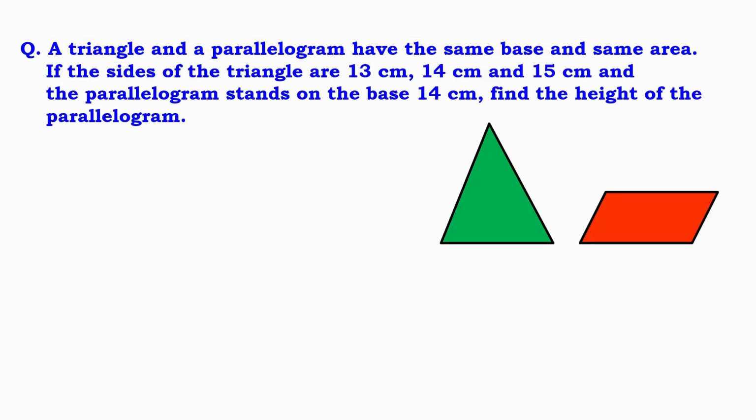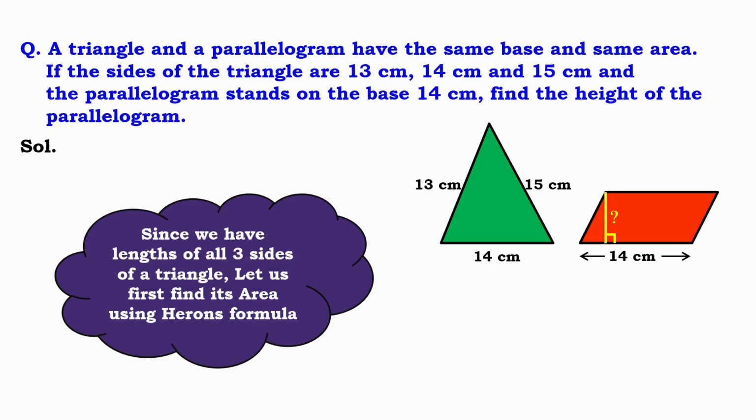So both the triangle and parallelogram have the same base and also they have the same area. And in triangle the sides are given. And we know the parallelogram is based on the base 14 centimeter. And we need to find the height of the parallelogram. Since we have lengths of all three sides of a triangle, let us first find the area of the triangle using Heron's formula.